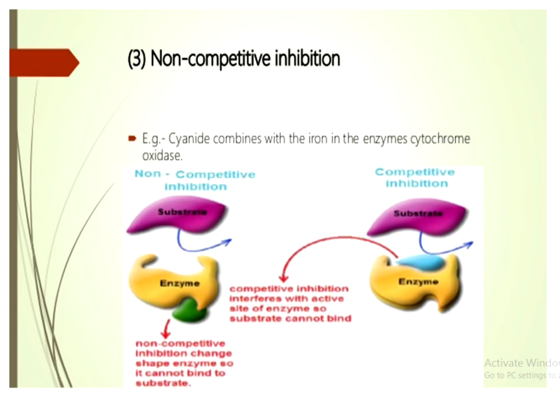See, this is an example of non-competitive inhibition. Here cyanide binds to cytochrome oxidase. So this is the substrate and this is the enzyme. There will be no competition between them, so the inhibitor will bind to any region of the enzyme. So in non-competitive inhibition, there will be a change in the shape of the enzyme, so it cannot bind to the substrate. In competitive inhibition, the inhibitor will interfere with the active site. This is the active site, so the substrate cannot bind.